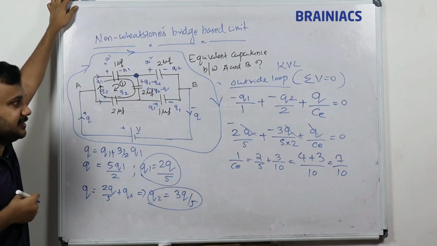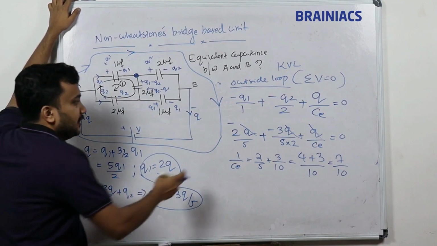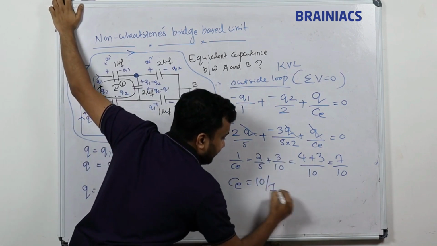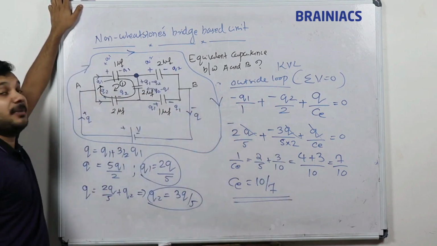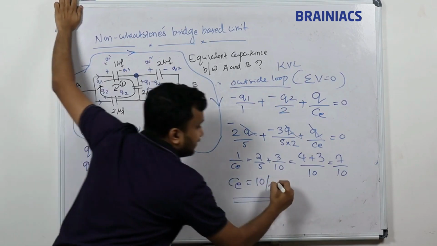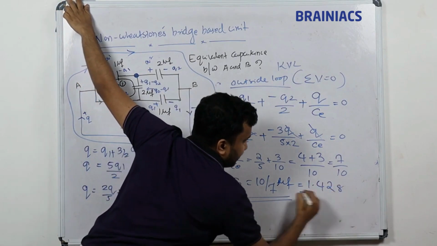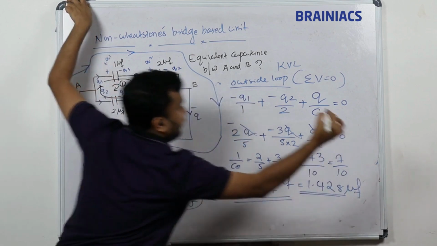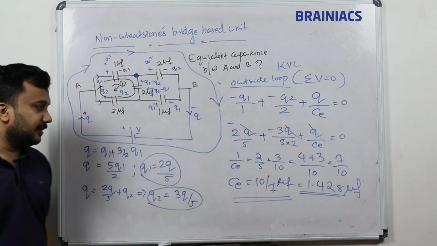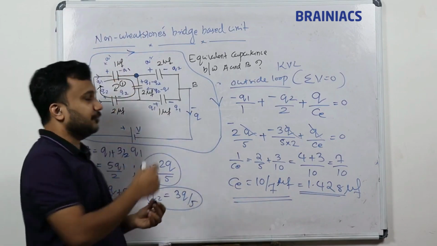The total capacitance is equal to CE, in terms of micro. So 1 by CE is 7 by 10, so what is CE? 10 by 7. CE is 10 by 7 microfarad. I have already given the values in microfarad. So the answer is 10 by 7 microfarad. If you solve this, you will get 1.428 microfarad. The capacitance is equal to 10 by 7 for this question.